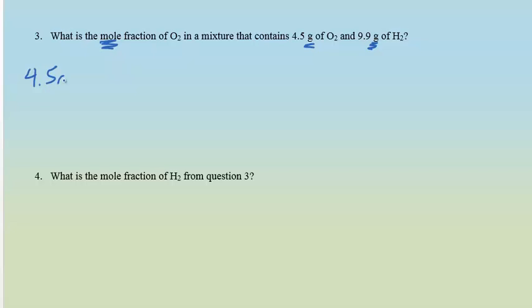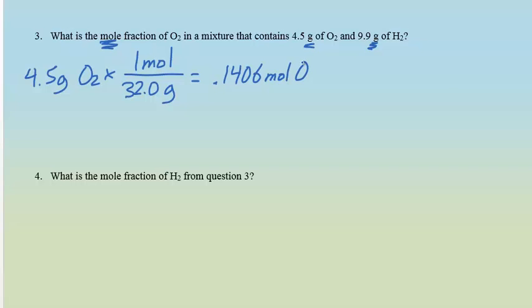So 4.5 grams of O2. We know that the molar mass of oxygen is not just 16, but it's 32 because it's O2, right? There's 2 of them. So we have 32 grams for every 1 mole of oxygen, and that gives us 0.1406 moles of O2.